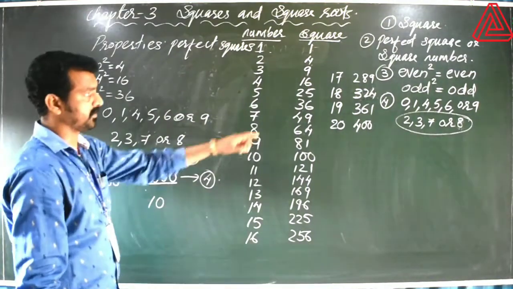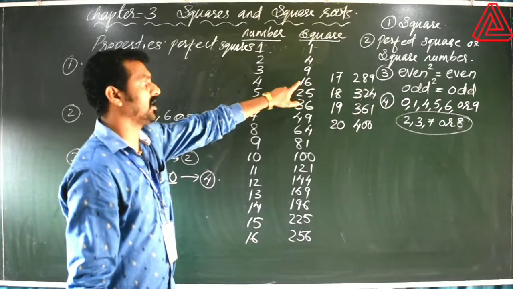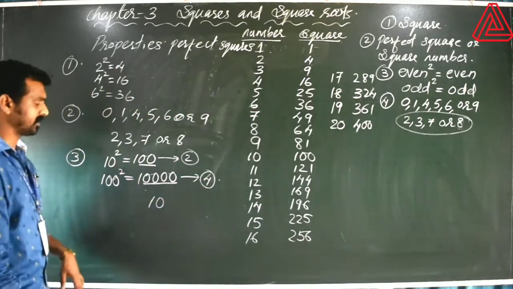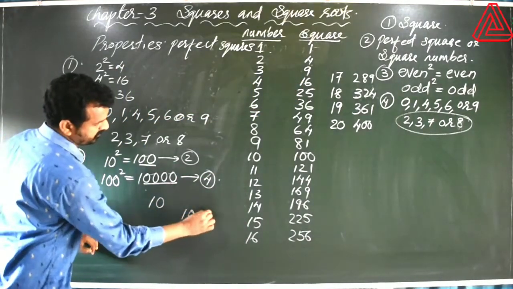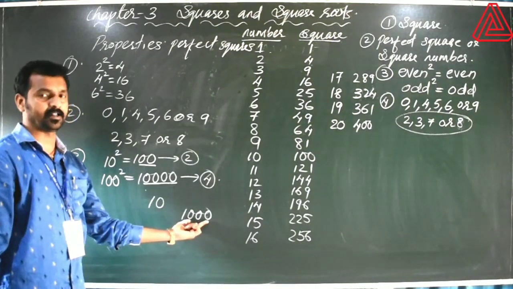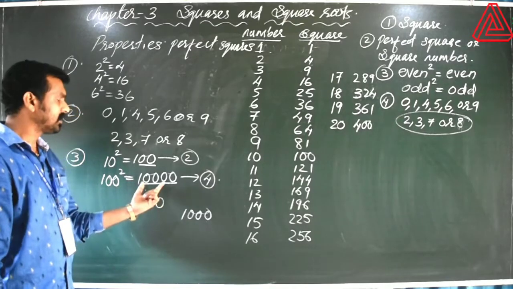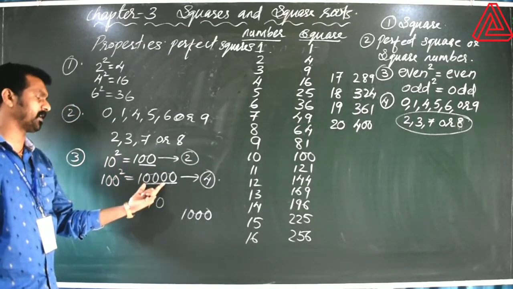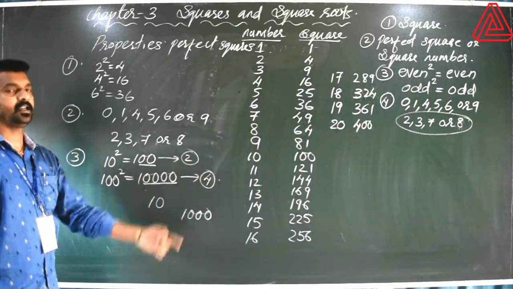10, is it a perfect square? No, 10 is not a perfect square. 9 is a perfect square, after that 16 only. So 10 is not a perfect square. 1000, is it a perfect square? No, it is not a perfect square, because how many zeros are there? 3 zeros. That is an odd number. So the number of zeros at the end of a perfect square will always be an even number only.